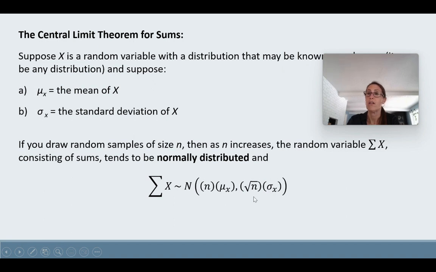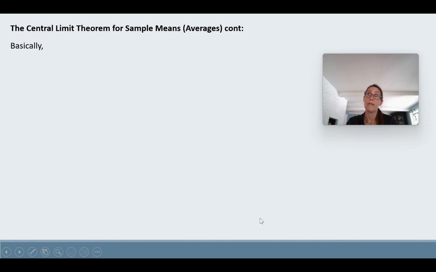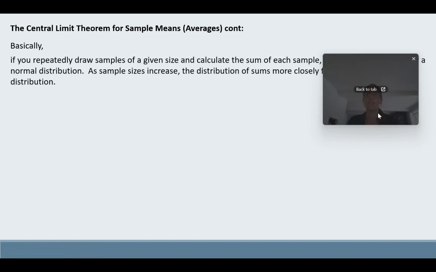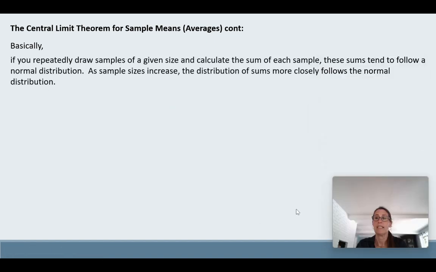And so the standard deviation is the square root of your sample size times the original standard deviation. So basically, if you repeatedly draw samples of a given size and calculate the sum of each sample, these sums tend to follow a normal distribution. As the sample sizes increase, the distribution of sums more closely follows the normal distribution.